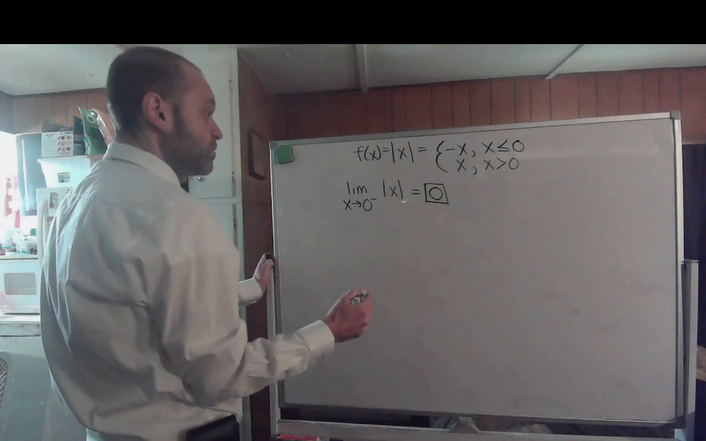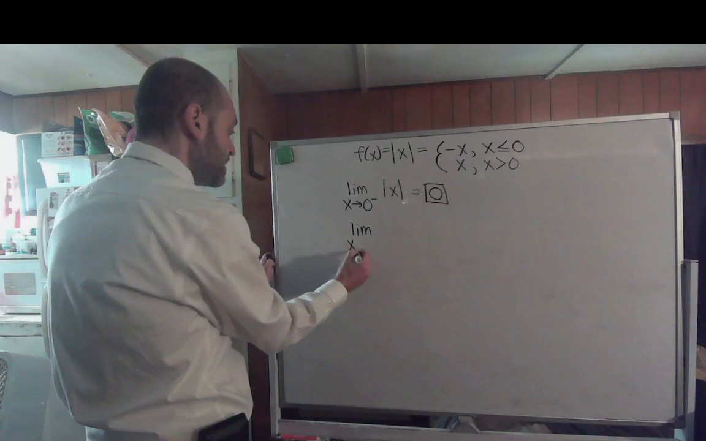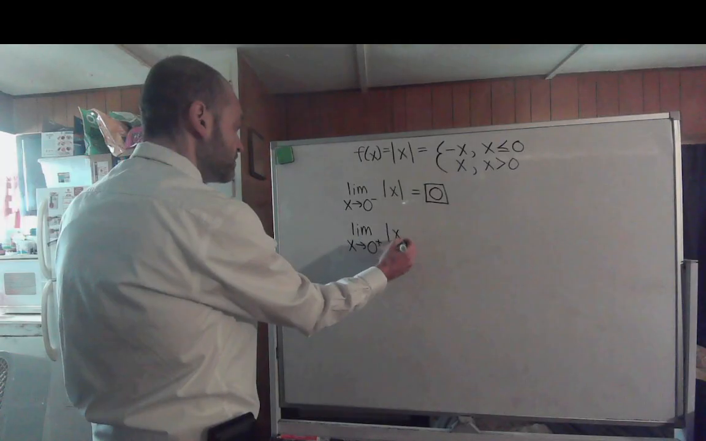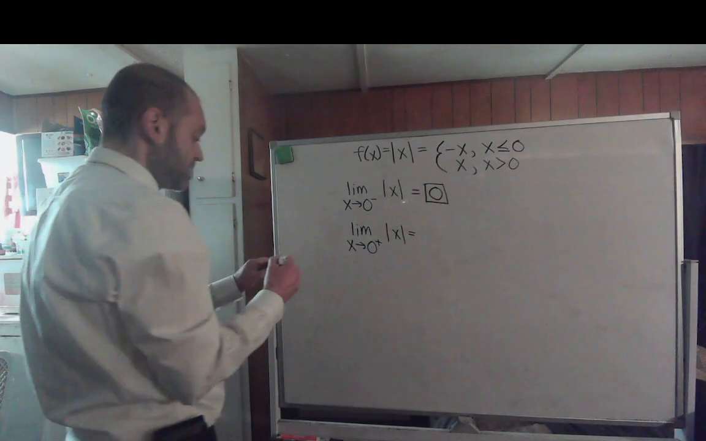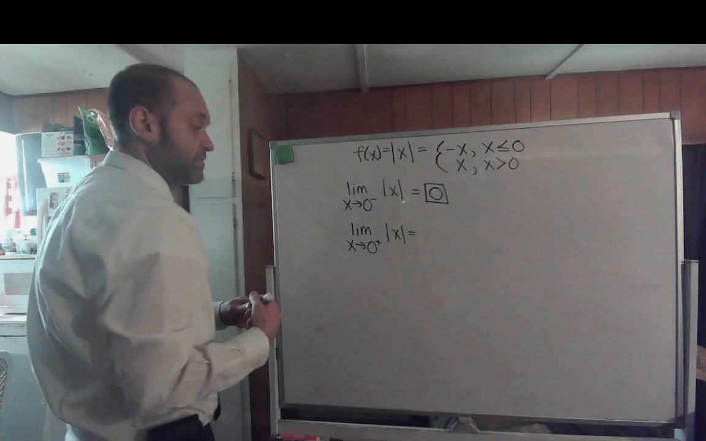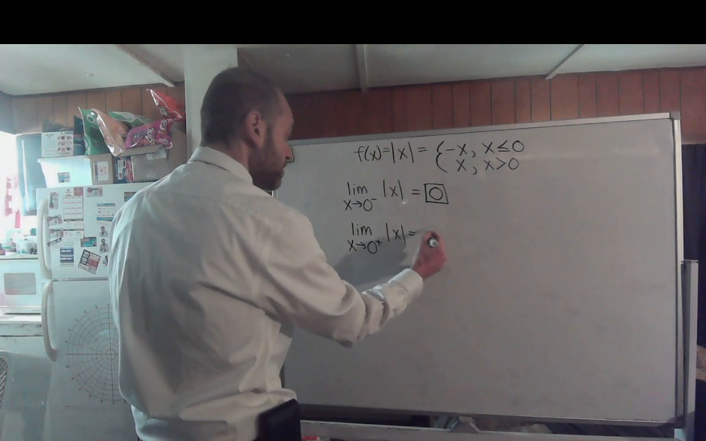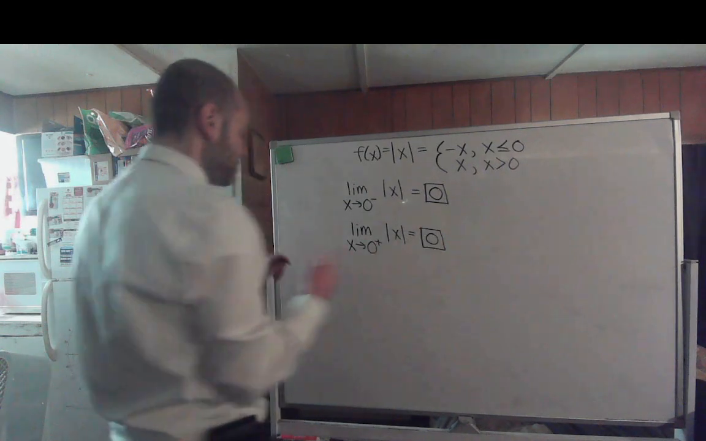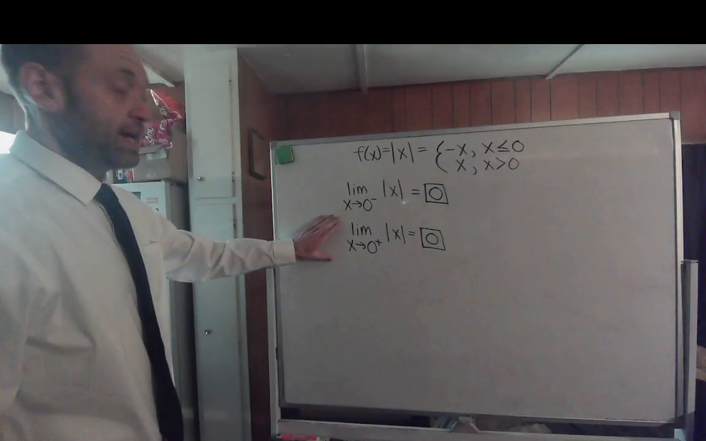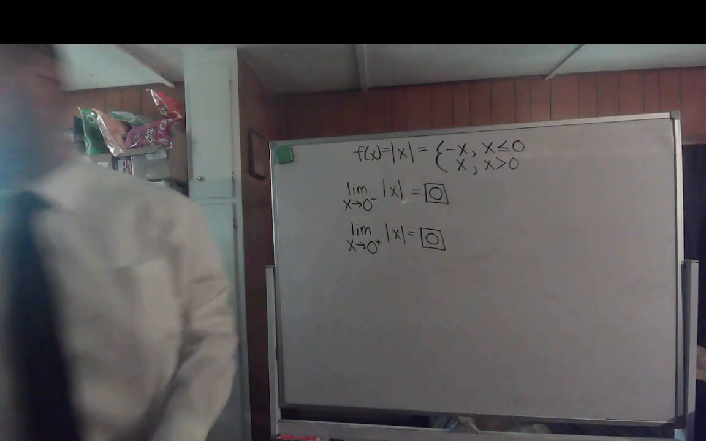Now, if we want to take the right-handed limit of this function, so x approaches 0 from the right of the absolute value of x, you would still put in 0 for that positive x. Direct substitution, you would also get 0. So the left-handed limit and the right-handed limit for the absolute value of x both equal 0.